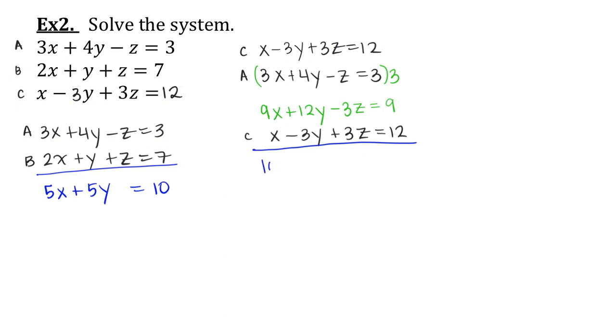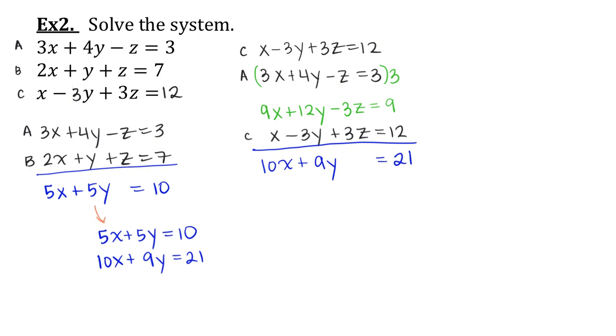9x and x, 10x. 12 minus 3 is 9y. 9 plus 12 is 21. Okay, so I got equation 10x plus 9y equals 21. Okay, what I still can't solve, but if I put this together with this one, I should be able to solve those two equations together. So let me rewrite this equation with that equation. Okay, and let me just tell you, this one came from here, and this one came from here, okay?